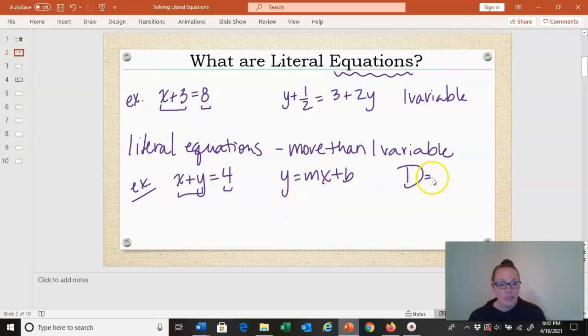Another example might be this one. You may have seen this in your math courses or even your science courses. Distance equals rate times time. Again, all variables, three different ones, and again, the left will equal the right. So literal equations are just a type of equation. Literal is an adjective to describe equations. So hopefully they don't feel too foreign or unfamiliar.